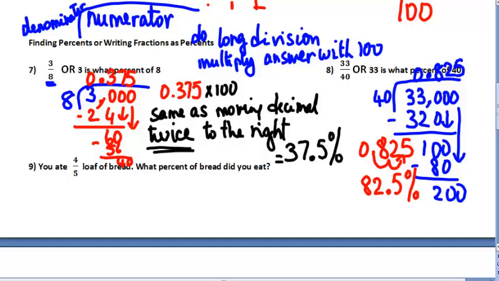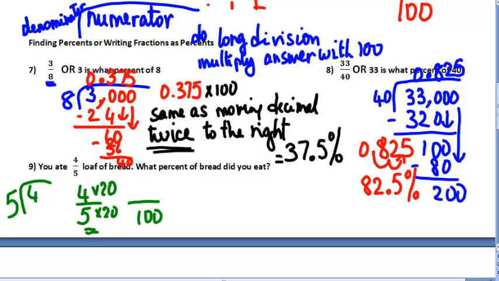82.5%. Okay. Now let's come to the last piece, which is a story problem. It says you ate 4/5 loaf of bread. What percent of the bread did you eat? I'm going to rewrite my fraction. As soon as I look at it and I know that I have to convert it into a percent, I know that I have to divide this. You could go ahead and divide 4 by 5, or in this case I see that 5 has a multiple of 100, so this is easier for me. 5 times 20, times 20, equivalent fraction, so 80, that gives me 80%.